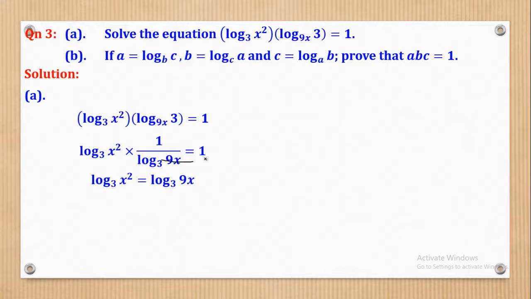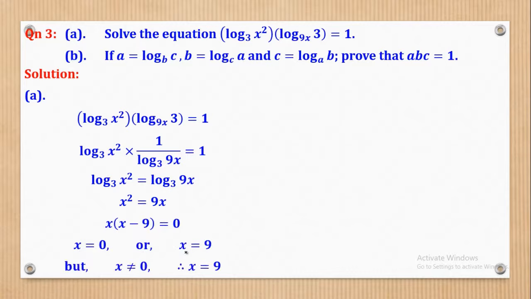So what I'm going to do, I'm going to take this one this side to come up with that line. Now there's no coefficient here and there's also no coefficient there. So what does that mean? It means that this can cancel, you remain with x squared equal to 9x. Then take everything on one side and factorize to come up with that. That implies that x is equal to 0 or x is equal to 9. But x cannot be equal to 0 because here it was a base, therefore it implies that x is equal to 9.